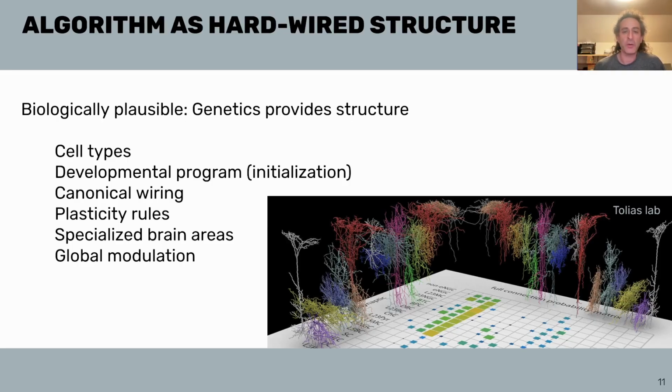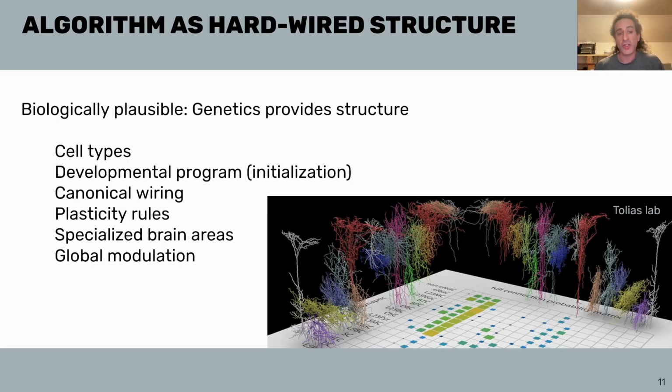Genetics, whatever you inherit, that provides a structure. It gives you different kinds of cell types and a specific developmental program which initializes the way your brain is wired up. It has some canonical learning rules that result from that program. And it also has plasticity rules by which they can continue to update their connections.